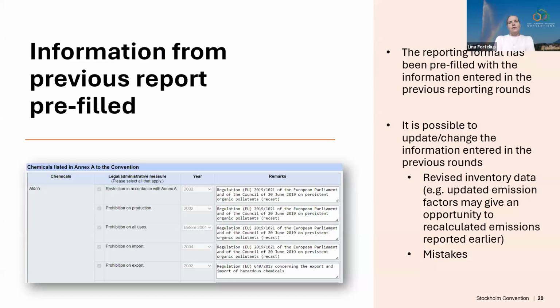When you open the reporting format, you will see that it includes the information from previous rounds, if you reported in previous rounds, to help you with filling in the report. For example, the bans and restrictions of old POPs may not need to be changed if they have been reported earlier and there is no change. Sometimes legislative references may need to be changed, but the information can otherwise be kept the same. Each reporting cycle is also an opportunity for you to update previously provided information, and if necessary, to correct previously reported data to create a single complete report.